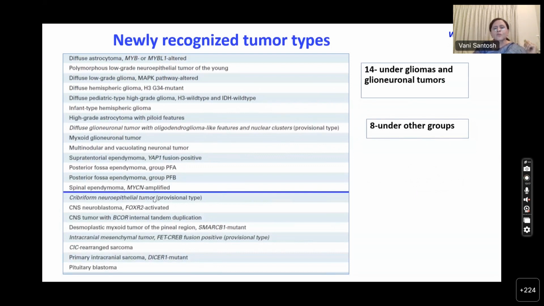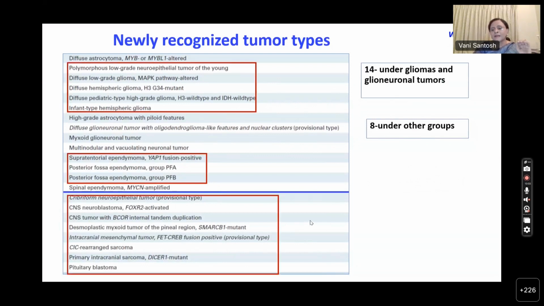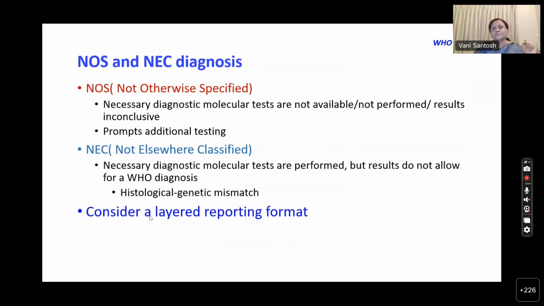So as I told you, in every classification, new tumor types and subtypes will be introduced. And in this classification, we have 22 newly recognized tumor types. 14 of them come under the group of gliomas and glioneuronal tumors, and 8 under the other groups. And let me tell you that the majority of the newly recognized tumor types are all in the pediatric age group, as you can see in these boxes.